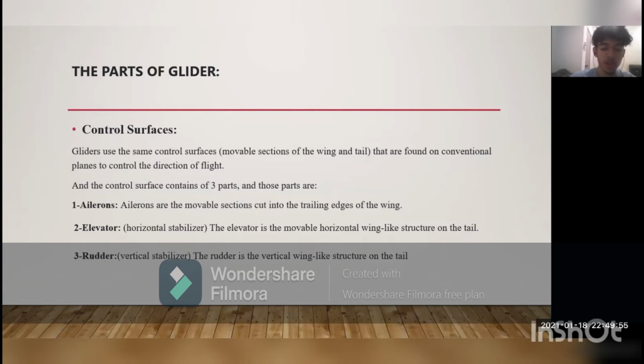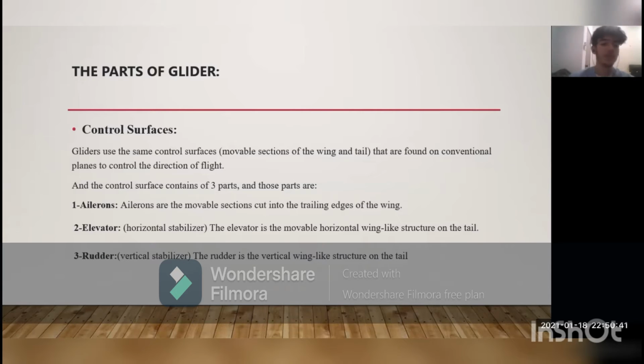Gliders use the same control surfaces, movable sections of the wing and tail, that are found on conventional planes to control the direction of flight. The ailerons and elevator are controlled using a single control stick between the pilot's legs. The control surface consists of three parts, which are the ailerons, elevator, and rudder. The ailerons are the movable sections cut into the trailing edge of the wing, and the elevator is the horizontal stabilizer. The elevator is the movable horizontal wing-like structure on the tail.